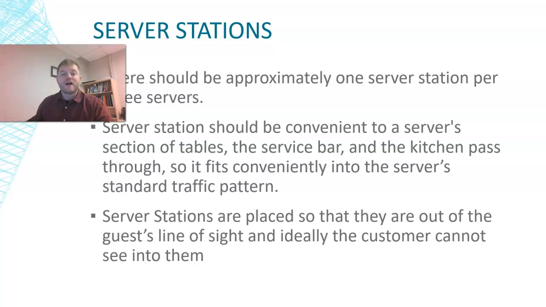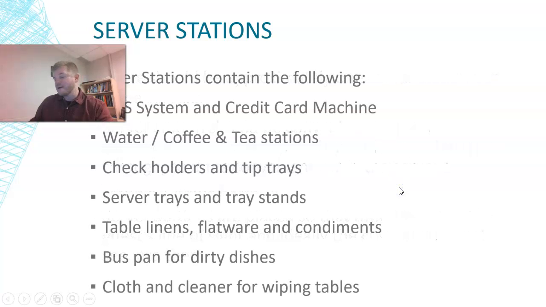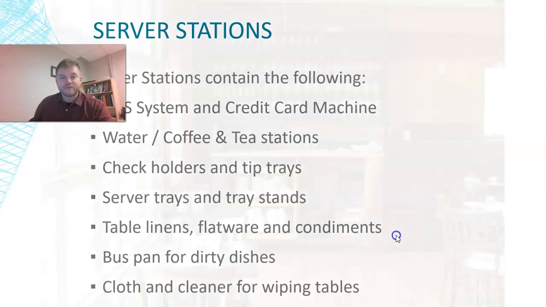You want to have this stocked with all of the requirements so you can cut down on the servers walking back to the kitchen or somewhere else to grab more equipment. So it should have a POS system and a credit card machine, maybe water, coffee and tea stations. It could have check holders and tip trays, any tray stands that you might need, linen, flatware, condiments, bus bins, cloth, cleaners. All of the pieces of equipment that a server may need throughout their shift should be located in some quantity in these service stations.